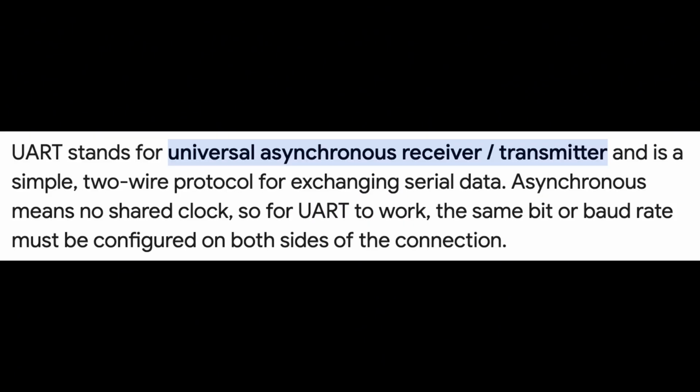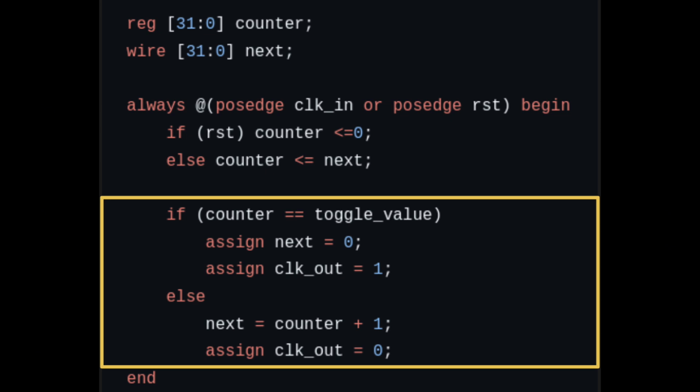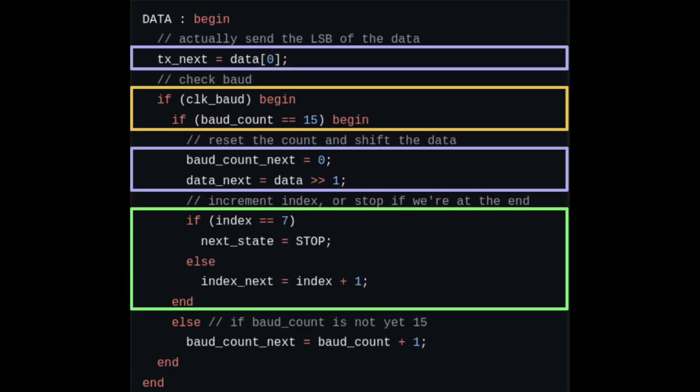This data is transmitted via UART, a protocol for sending serial data between 2 devices. We implemented a special clock divider to send data at the correct baud rate, as well as transmitter and controller modules to correctly manage the idle, start, data, and stop states of the transmission process. On the host computer, we then use Python to parse the data.